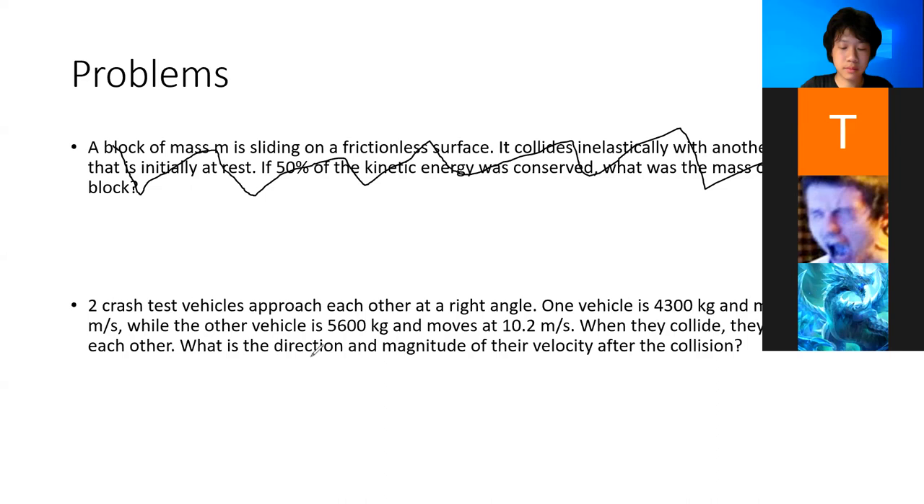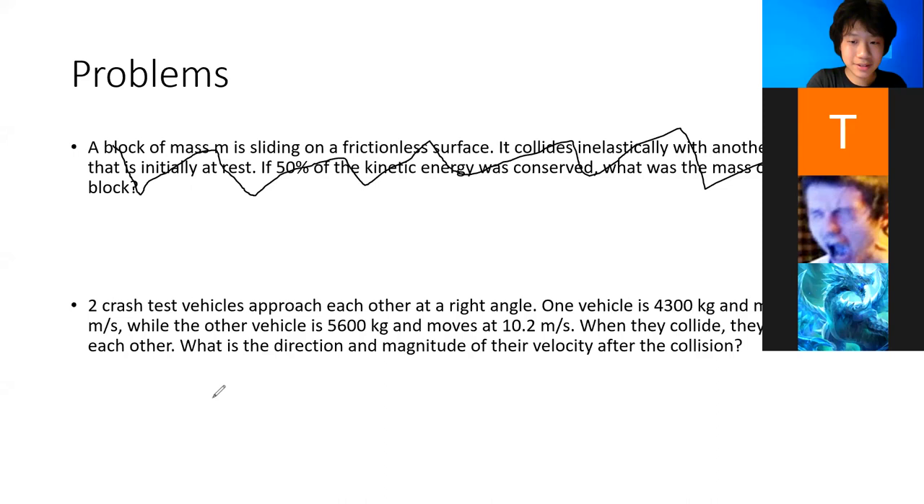All right, so I'm going to explain this one. The question is, two crash test vehicles approach each other at a right angle. One vehicle is 4,300 kilograms and moves at 8 meters a second, while the other vehicle is 5,600 and moves at 10.2. They collide, they stick to each other, and what is the direction and magnitude of their velocity after the collision? So let's first draw the diagram to make it a little less confusing.